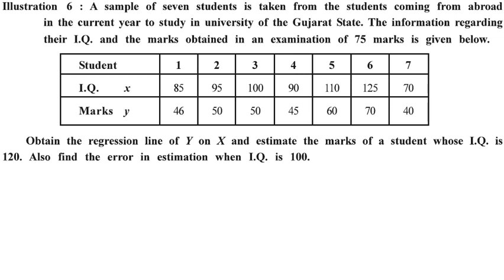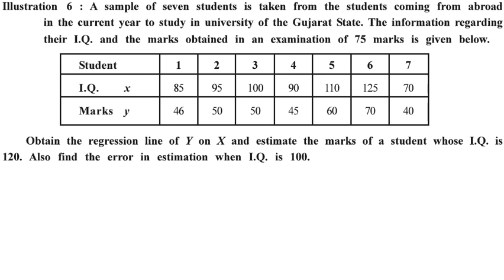Now in this illustration, illustration 6, we have something extra. There is a sample of 7 students, and their IQ and their marks are given. Their IQs are given as x and their marks as y. Now first we have to obtain the regression line of y on x. That's the first priority. Then we have to estimate the marks of a student whose IQ is 120.